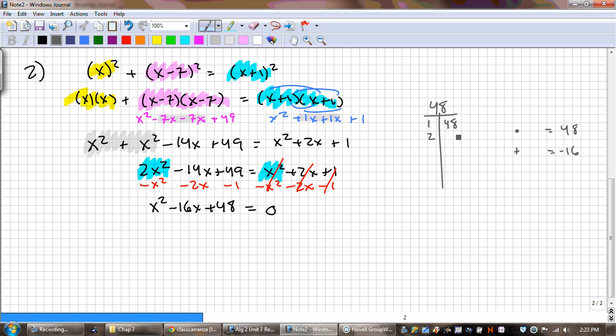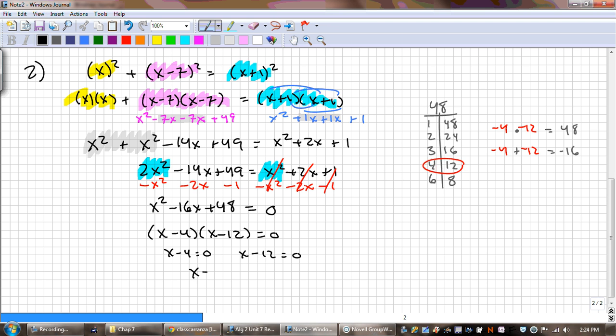We have 1 and 48, 2 and 24, 3 and 16, 4 and 12, 6 and 8. So what is it? 4 and 12, guys. It's negative 4 and negative 12. That's the one that works in both scenarios. So we get x minus 4, x minus 12 equaling 0. And then x minus 4 equals 0, x minus 12 equals 0. So our answers are 4 and 12.